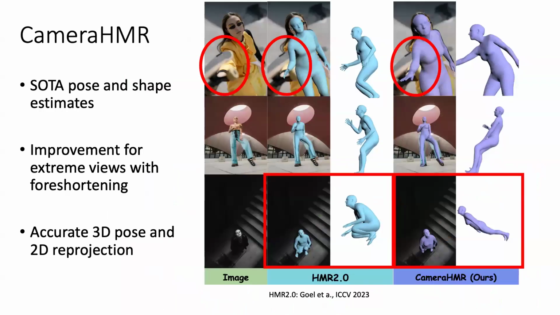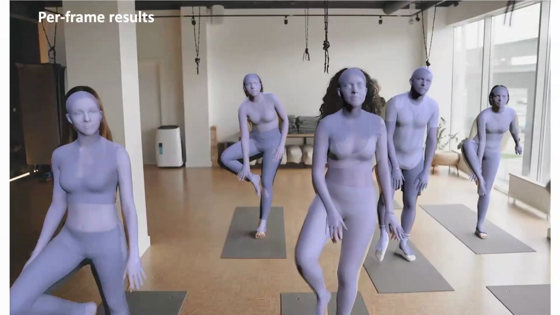CameraHMR was then trained on this dataset. If you look at the top row, HMR 2.0 doesn't deal with the fact that this woman's arm is very close to the camera, whereas CameraHMR does a much better job. And the teaser I showed you before of the woman's legs being all scrunched up is addressed here.